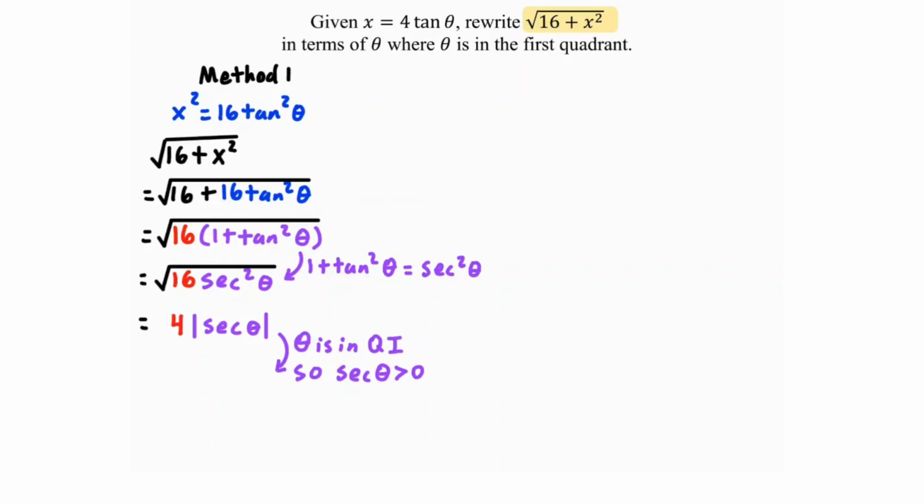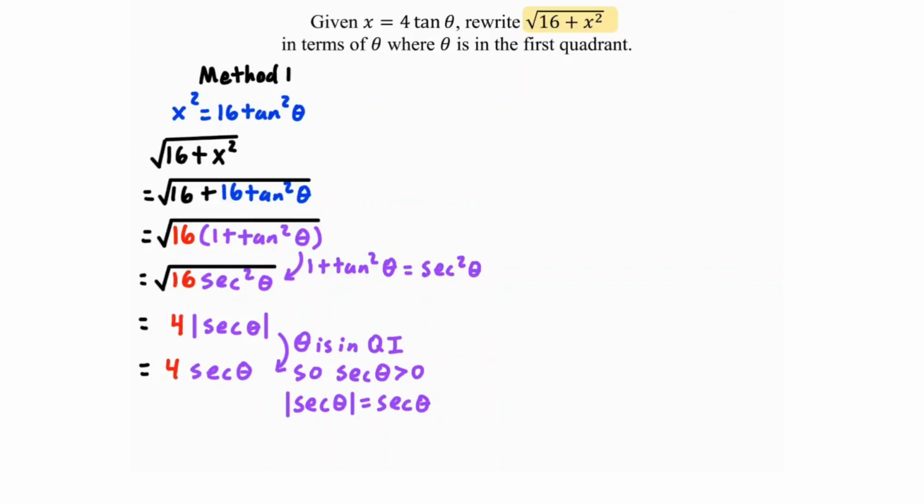Now, since secant of theta is positive, there's no point in having absolute value. So the absolute value of secant of theta is equal to secant of theta. So substitute in, we get 4 secant of theta. So the square root of 16 plus x squared is equal to 4 secant of theta. This is the algebraic approach.